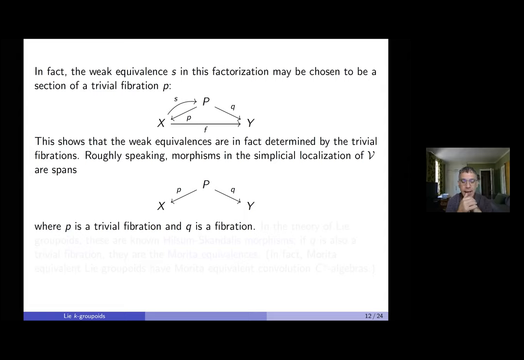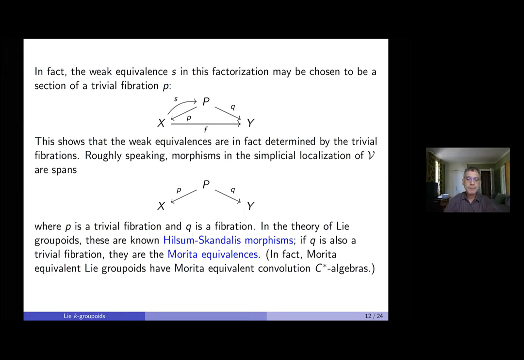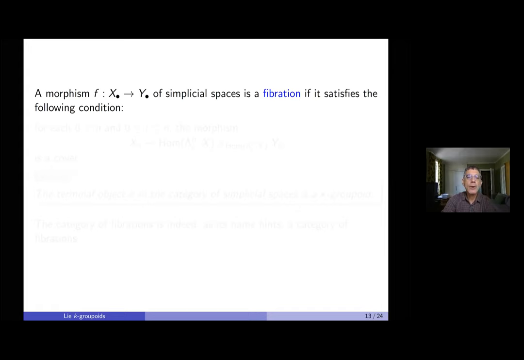And this also is very powerful in the theory of Lie groupoids, where when you take the simplicial localization of the category of Lie groupoids with respect to Morita equivalences, you get the theory of differentiable stacks. So what I'm alluding to here is that these spans that you're seeing here are in fact known in the theory of Lie groupoids as Hilsum-Skandalis morphisms. And the invertible Hilsum-Skandalis morphisms are in fact the Morita equivalences. Okay. I seem to have left a slide out. I'm sorry.